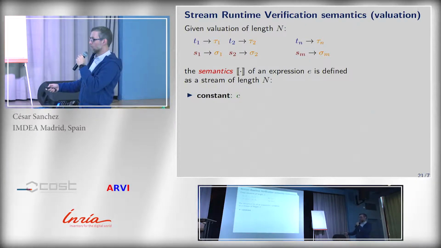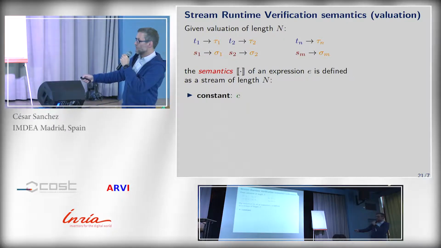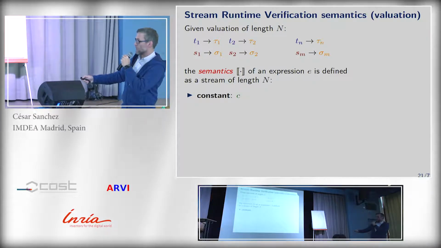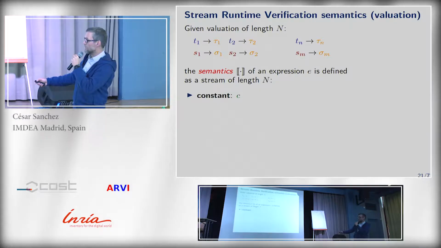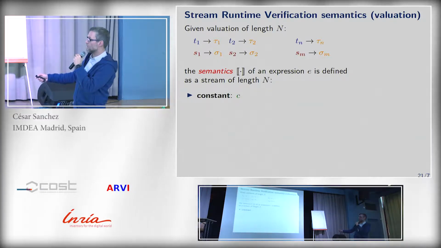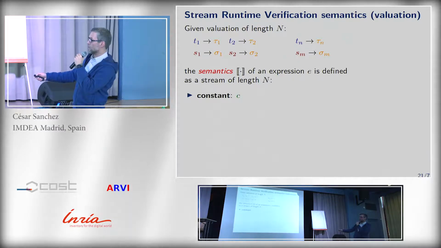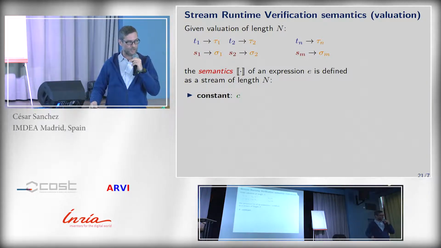Okay, so for example, what would be the semantics of a constant? Given the streams, what would the constant be? The semantics of an expression is also a stream of the same length as all streams in my case. So all inputs are of length n. The semantics must give, for every expression, also a stream of length n. So what would be the semantics of a constant? Anybody?